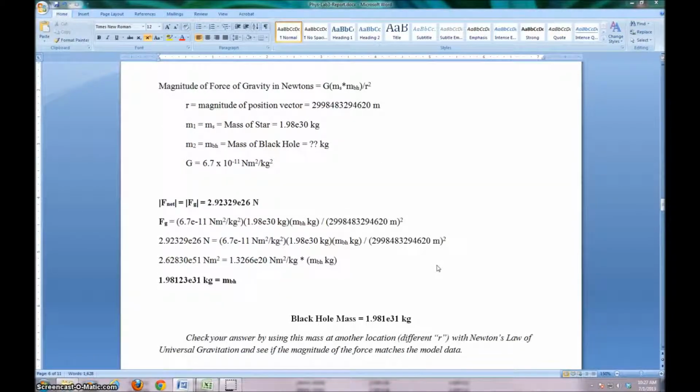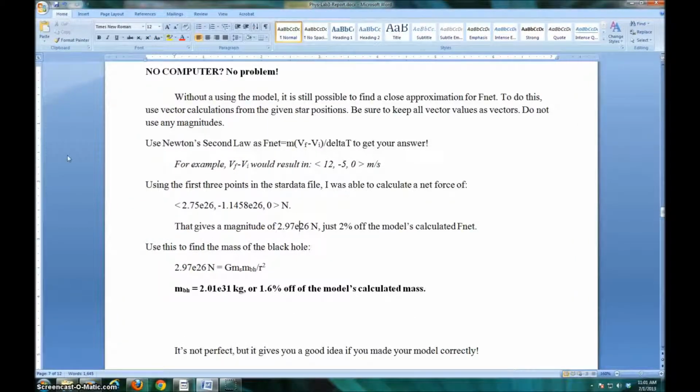A great way to check this answer is by plugging the mass into a different r position and seeing if the magnitude of your calculation matches the model data. So without using a computer model, it's still possible to find a close approximation for F net. To do this, use vector calculations from the given star positions, but be sure to keep all vector values as vectors. Do not use any magnitudes.